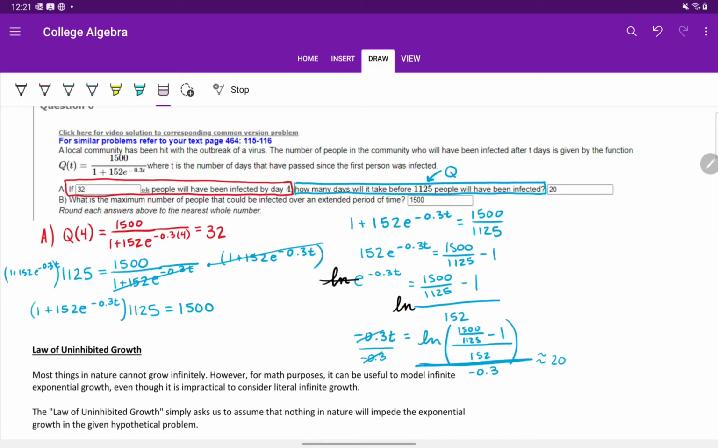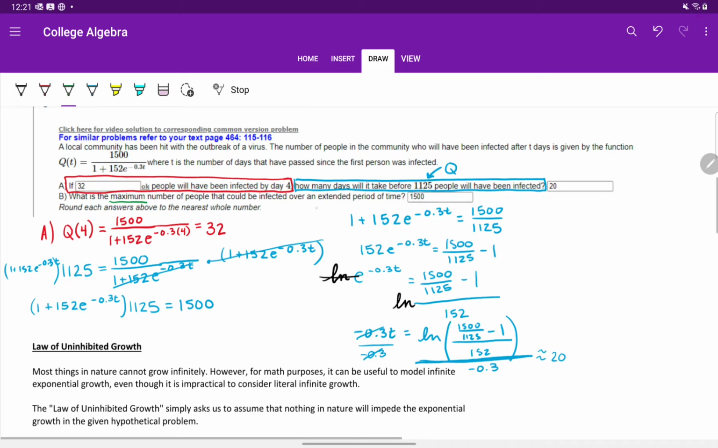All right, so now on to part B. The question is, what is the maximum number of people that could be infected over an extended period of time? So again, this should ring to you of the concept of an asymptote. So any exponential function is going to have a horizontal asymptote at some point. So we're asking what that maximum is.